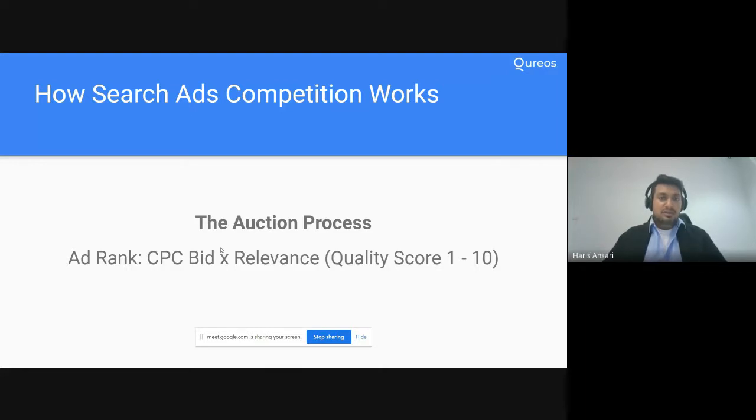So that process is called the auction process, and it's a simple formula: CPC bid times relevance score, or quality score. CPC bid is the maximum amount you are willing to pay to get one click. The other component is quality score. That quality score is usually between 1 to 10, and it depends on multiple things, which I'm going to cover in the next slide.